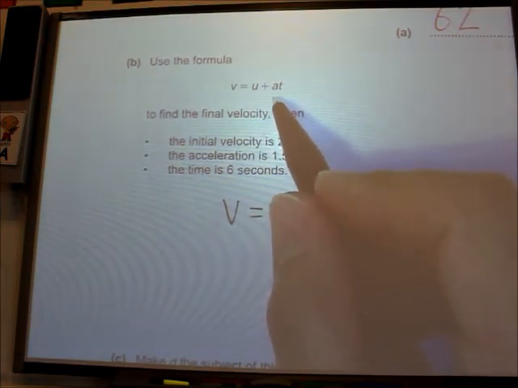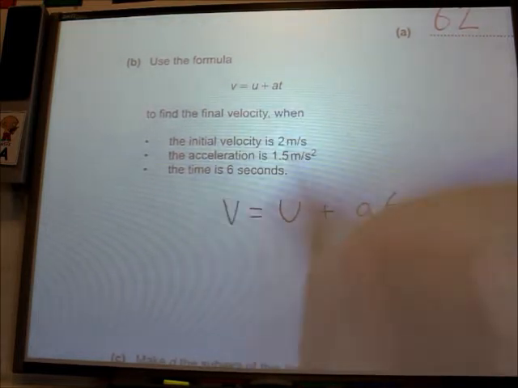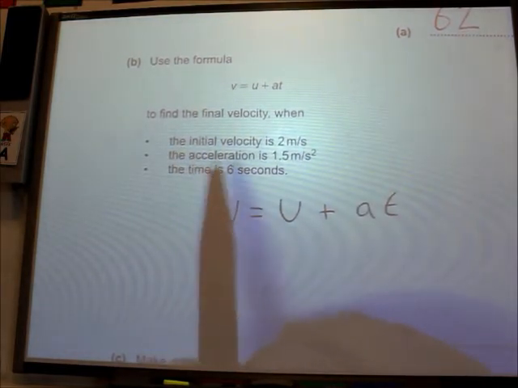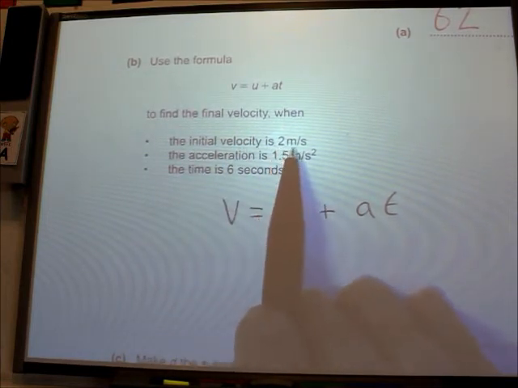Acceleration due to gravity, we tend to use 10 meters a second squared, but sometimes you can use 9.8 or even better 9.81. But we'll have a look at the question, see what it says. So to find the final velocity when the initial velocity is 2 meters a second.